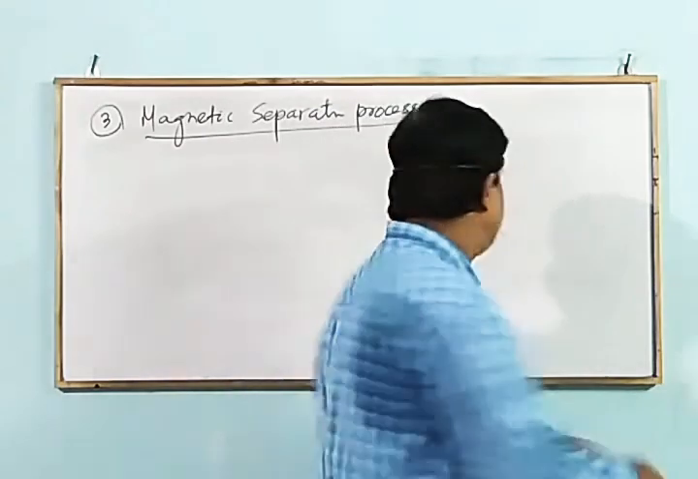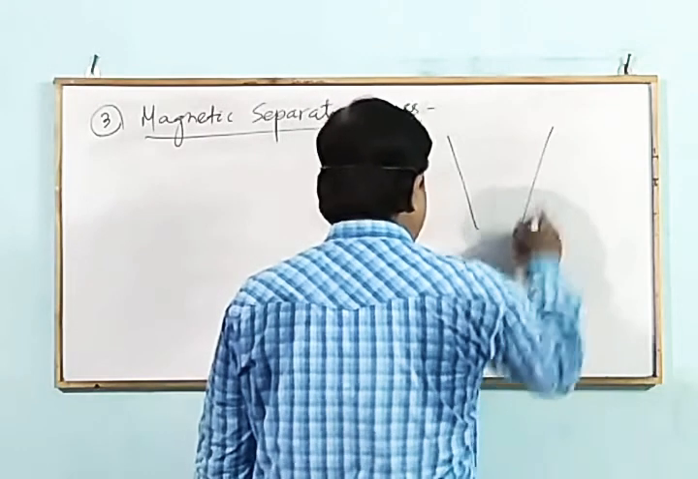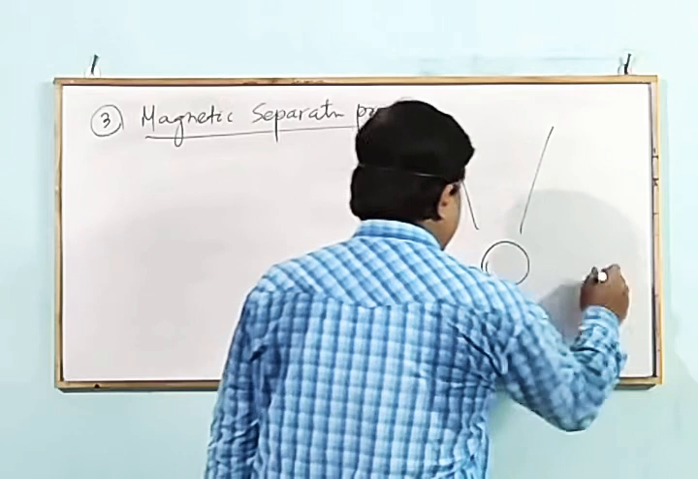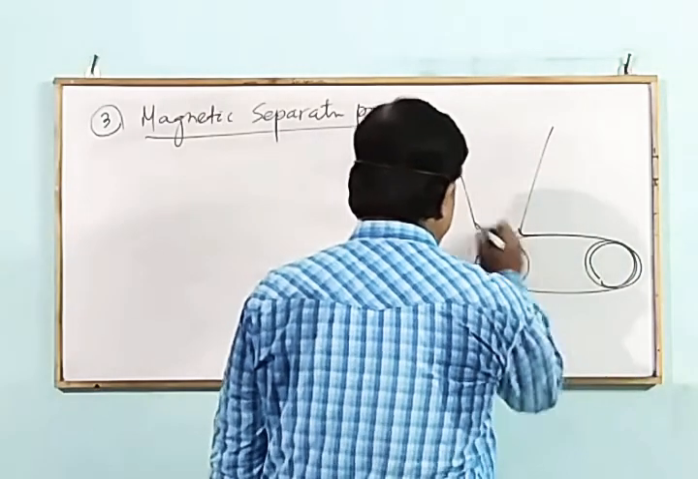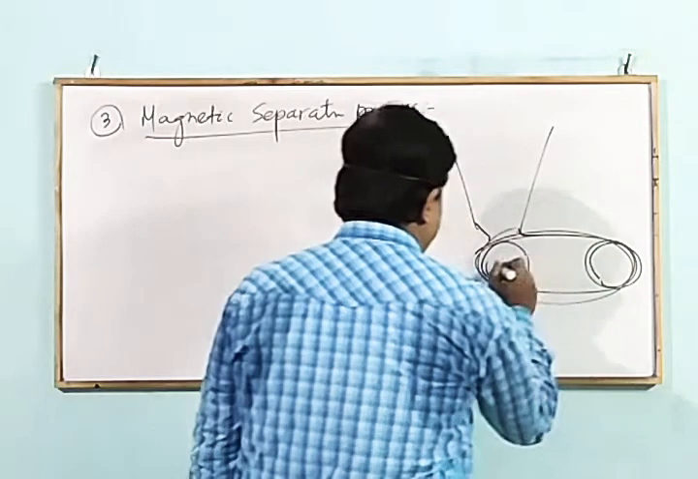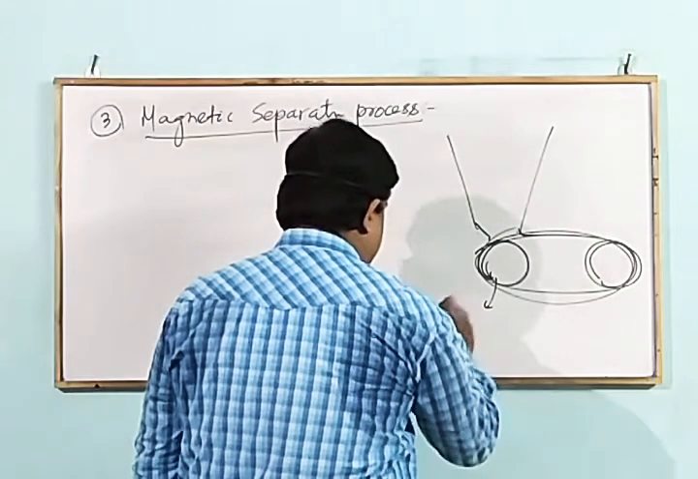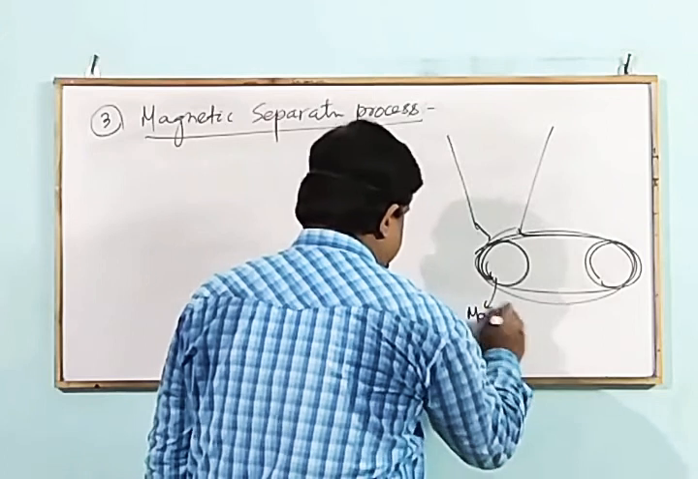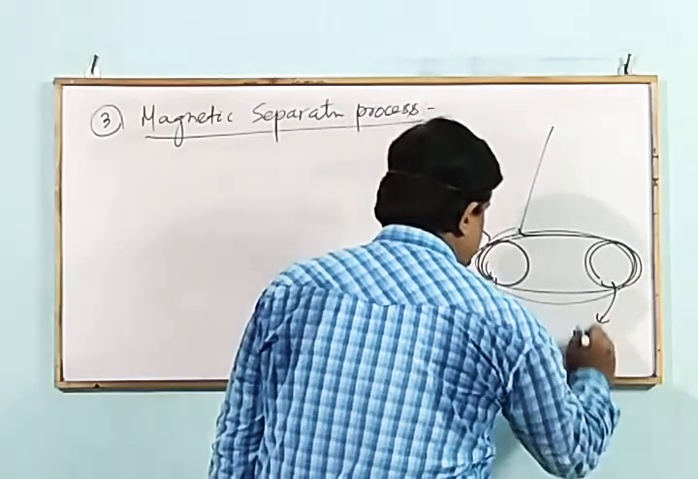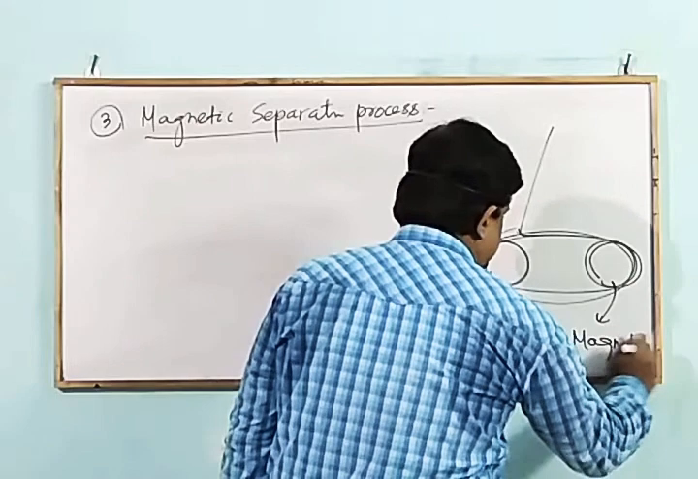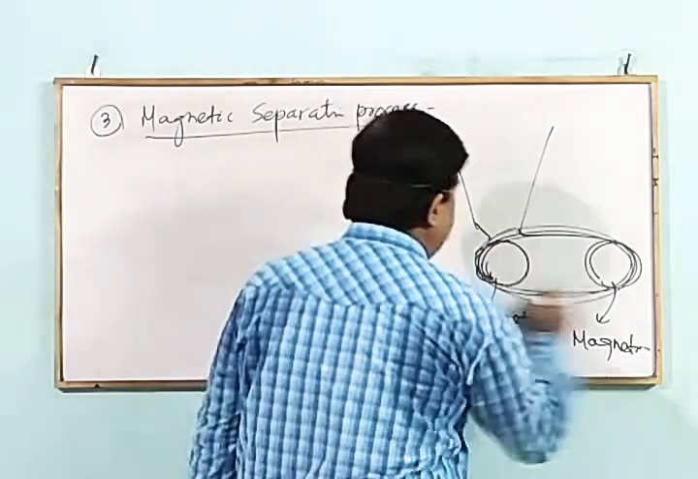Mark that. One hopper is there. Again, two rollers are there. For the rollers, one is non-magnetic, while this one is magnetic in nature, and it is a belt.